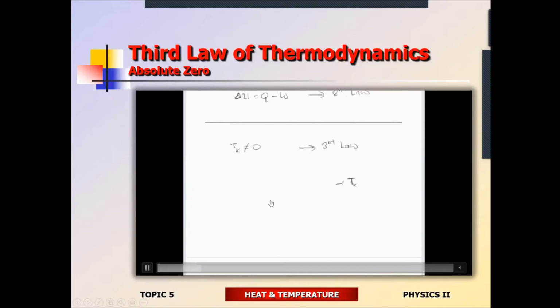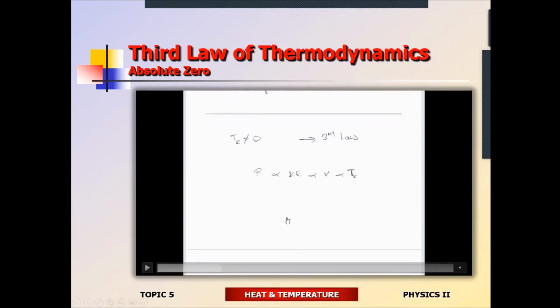So absolute zero cannot be reached. Absolute zero refers to 0 Kelvin. All right, so on the Kelvin scale, the higher the temperature is, the faster the molecules are moving, the bigger their kinetic energies are, and the larger the pressure is. So notice that the tire pressure is going to depend on the kinetic energy of the molecules. Kinetic energy of the molecules will depend on the speed of the molecules, and the speed depends on the temperature. Temperature goes up, the speed goes up, the kinetic energy goes up, the larger the pressure is.